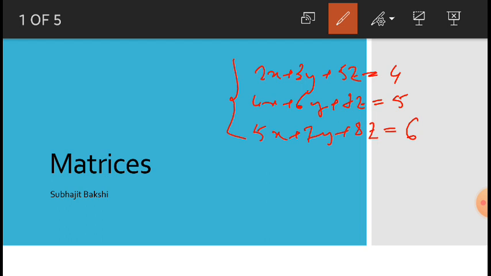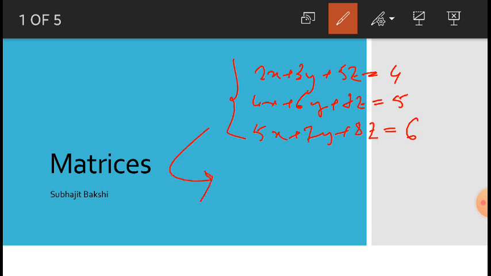Here there are 3 equations and 3 variables. If there is a large number of equations and variables, like 8 variables and 8 equations, then it will be difficult to solve by the usual method that we used in our childhood. So to get rid of these difficulties, we actually use matrices. How is a matrix formed?